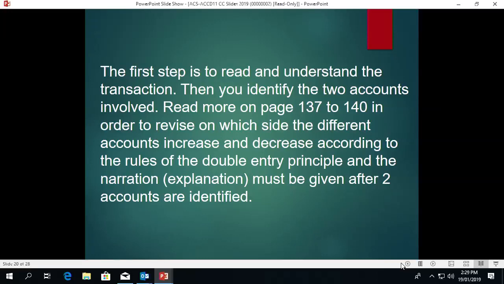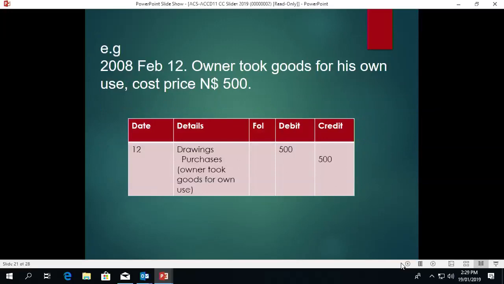And then it's also very important for you to know where it increases and where it decreases. Apply the double entry principle. And then it's very important that you identify a narration, or they call it an explanation. So very important, you identify the 2 accounts, know which one must be debited and which one must be credited. We are applying the double entry principle, and then you give the narration.